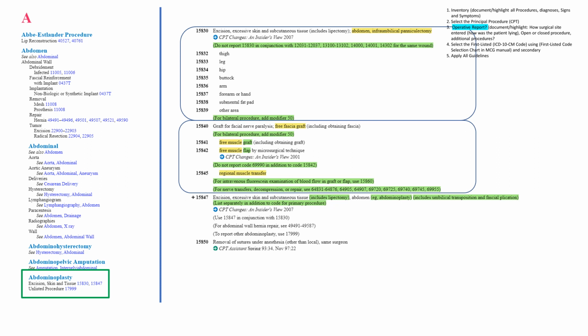So we're going to just finish up our little chunk, circle our answers. Our correct answer, 15830 and 15847, which is our add-on code, and we certainly know that add-on codes get coded after the primary procedure.